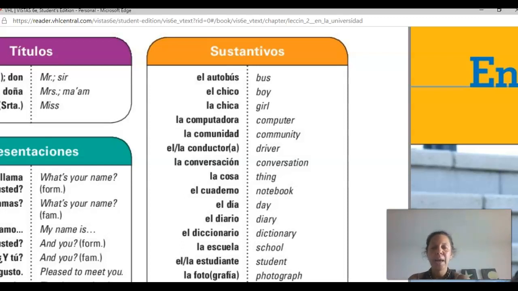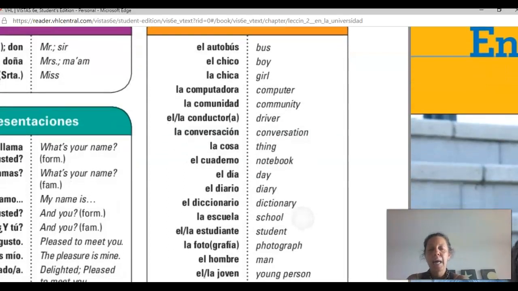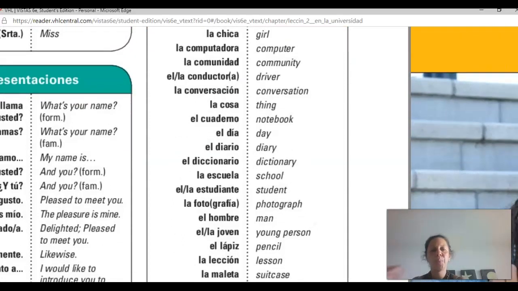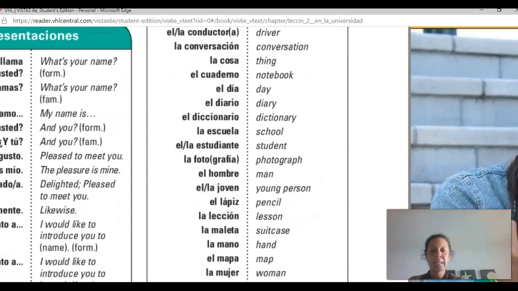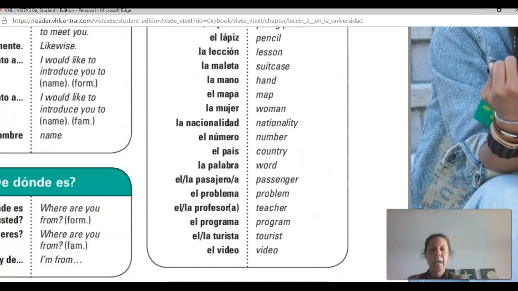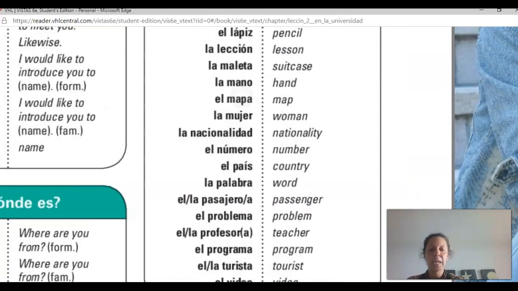At that moment. For example, autobús, instead of paying a lot of attention to the rule, which is good, start paying attention to the vocabulary, okay? And then reinforce the vocabulary with the rule, okay? Bien. El chico, la chica, la computadora, la comunidad, etcétera, okay? And for example, here you see la mano. You're going to start learning some exceptions.